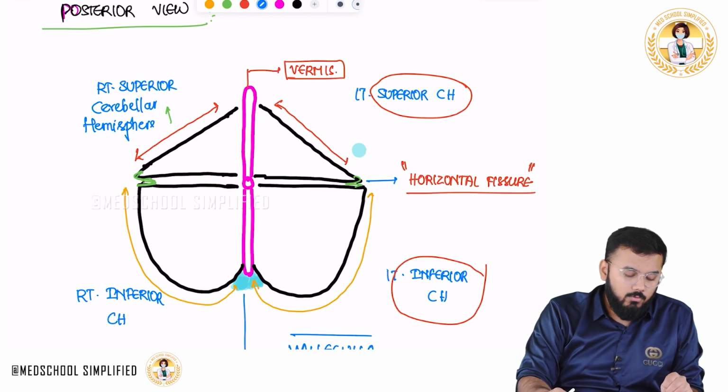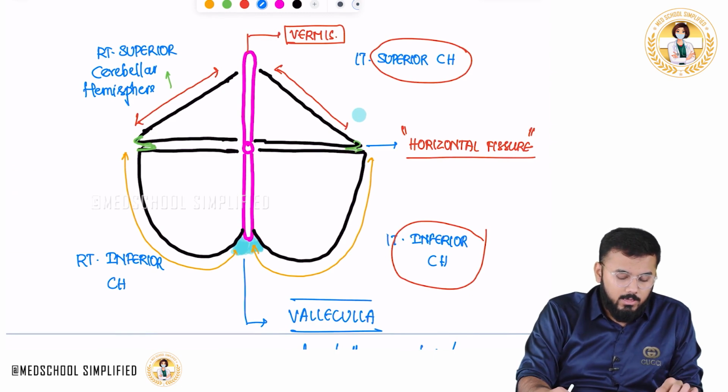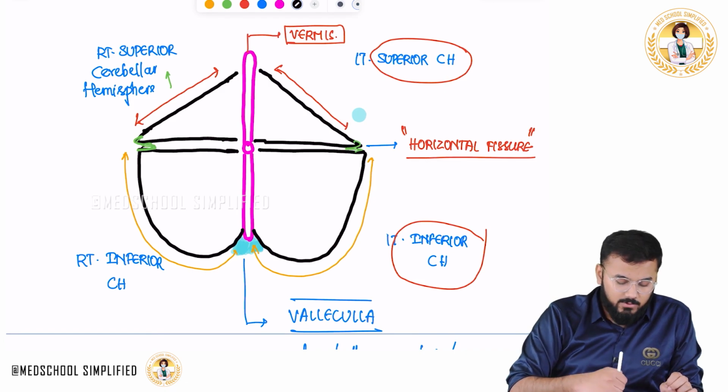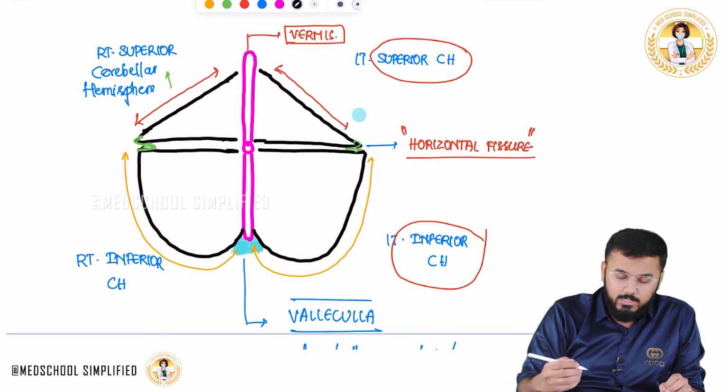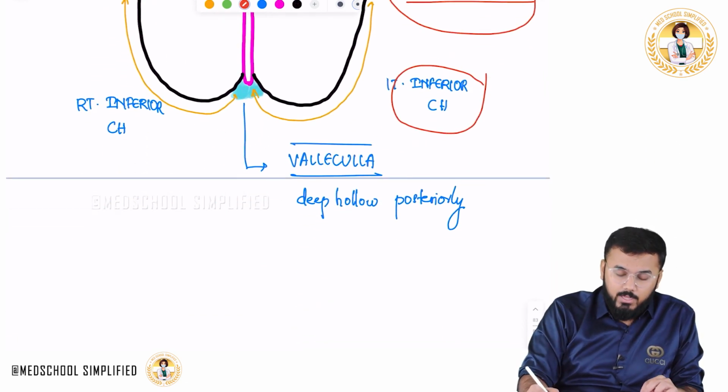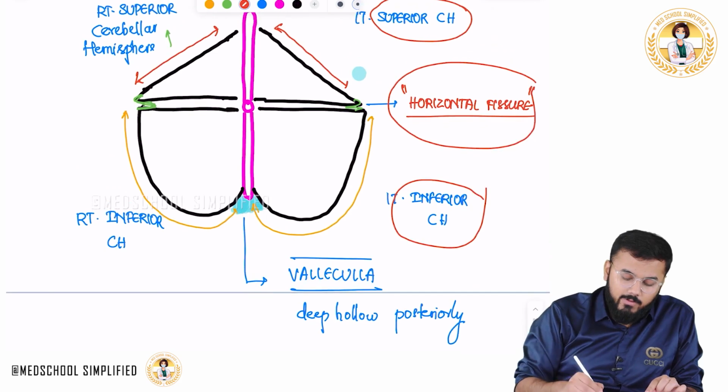In the posterior view, what are the important structures you can see? You can see one very important structure called the vermis. You can see the right superior cerebellar hemisphere, the inferior cerebellar hemisphere, and the left also the same. And don't forget this very important horizontal fissure. And on the back, we have the vallecula.